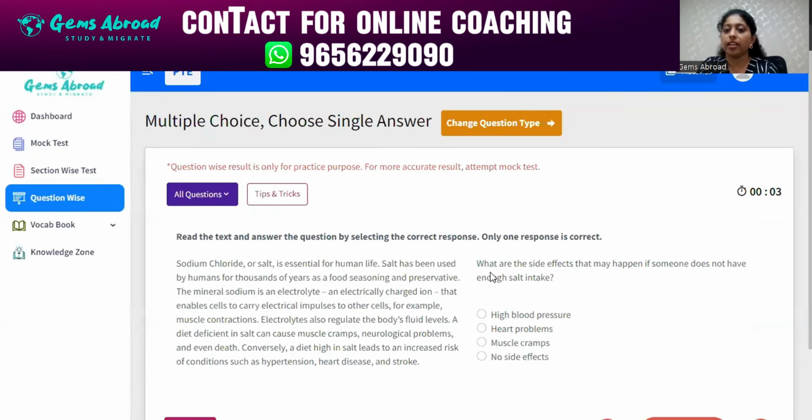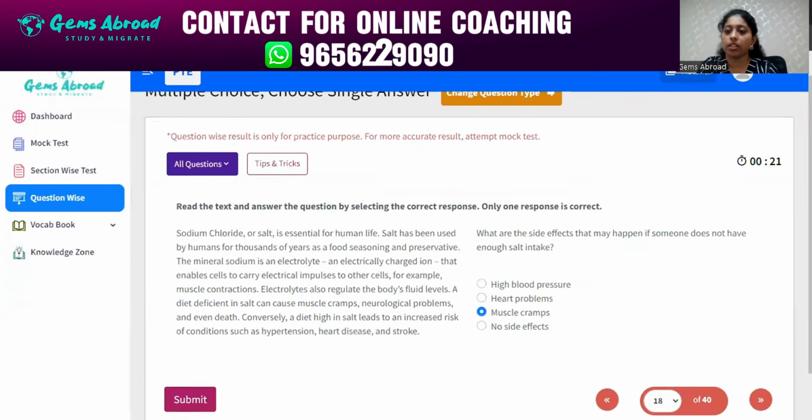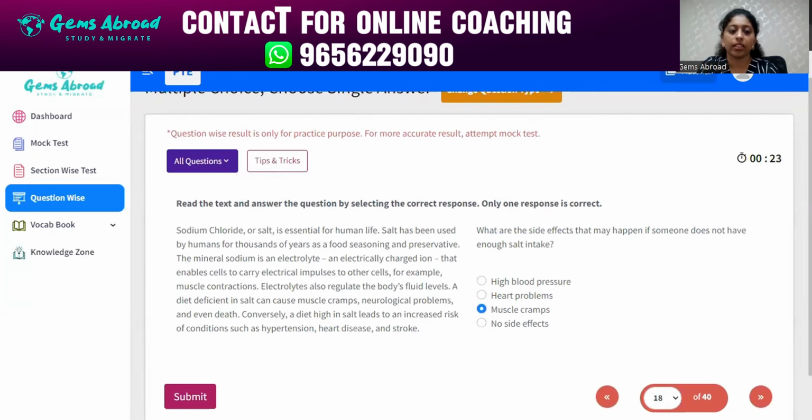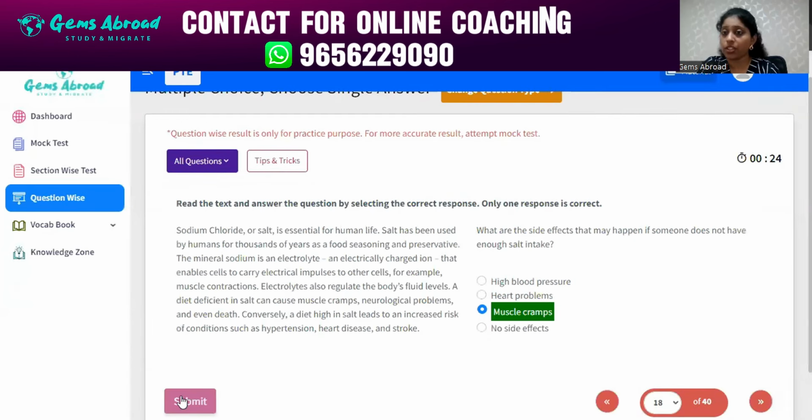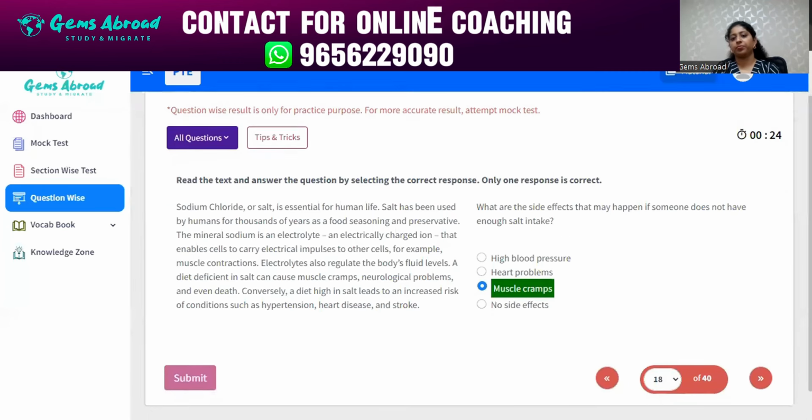Blank attributed to Allah. What are the side effects that may happen if someone does not have enough salt intake? So, find it out where it is. Diet deficient in salt can cause muscle cramps. This is mentioned here, because not enough salt intake relates to deficient in salt.